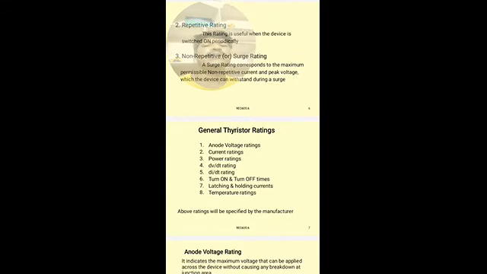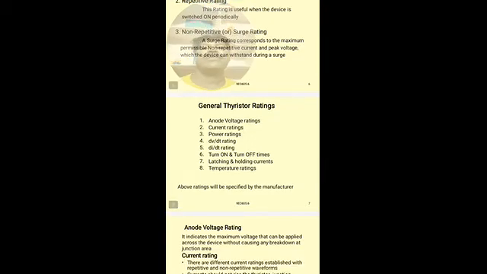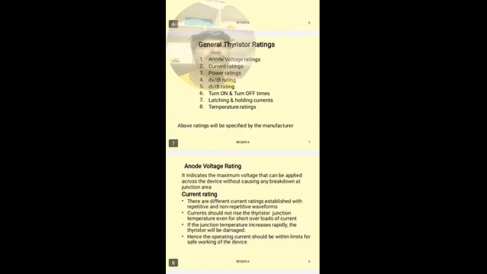General thyristor ratings, that is, the device specifications, are anode voltage rating, current ratings, power ratings, di by dt rating, dv by dt rating, turn on and turn off times, latching and holding currents, and temperature ratings. These ratings are specified by the manufacturer of the thyristor or SCR. We will see them one by one. The anode voltage rating is the voltage required to make the device conduct. Anode forward voltage indicates the maximum voltage that can be applied to the device without causing breakdown at the junction. This is called the anode voltage.